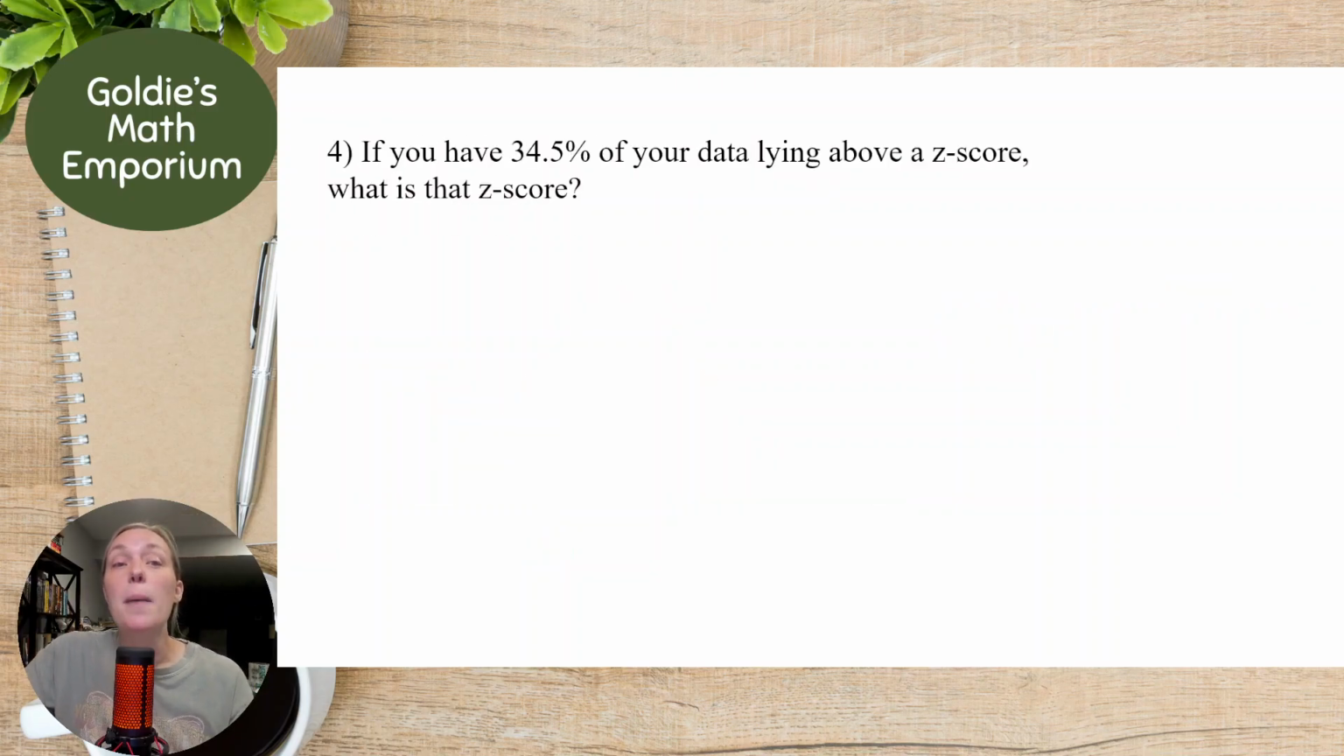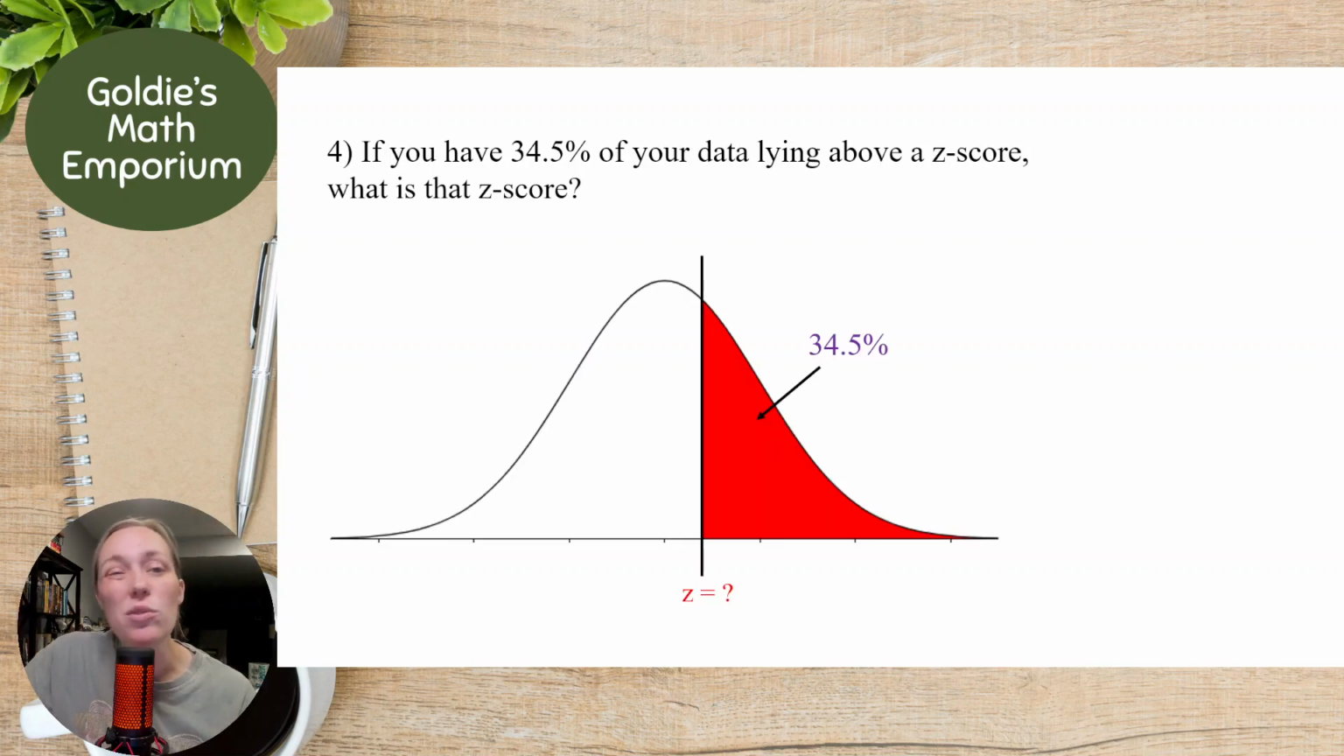Let's say I want it above a z-score. If I have 34.5% of our data lying above a z-score, what is that z-score? Okay. Again, just do a rough estimate here. The middle is 50%, right? So 34.5% is like here-ish. All right. What's that z-score?